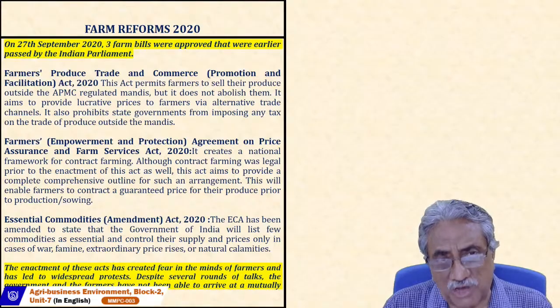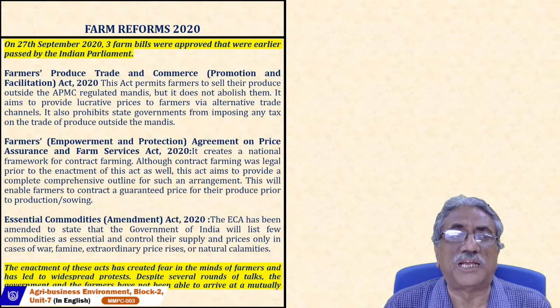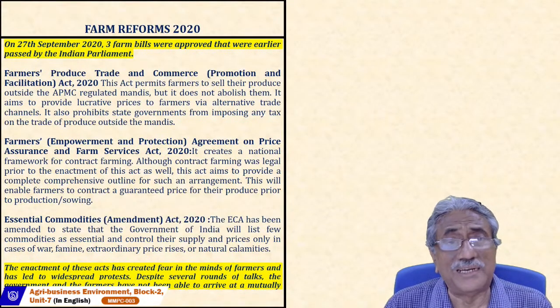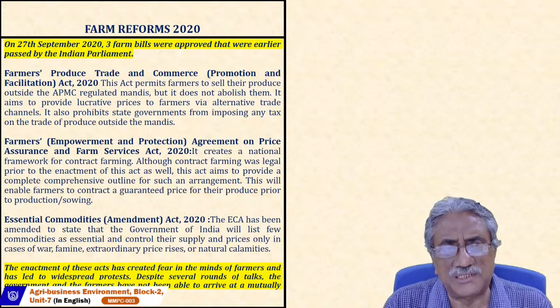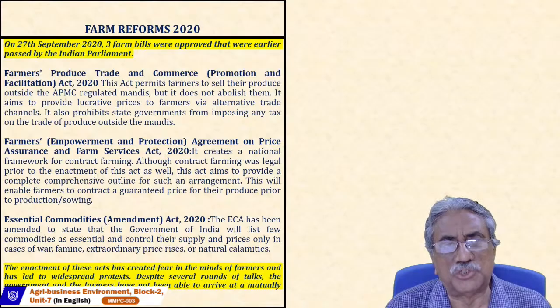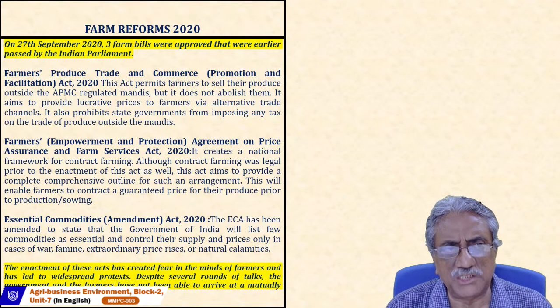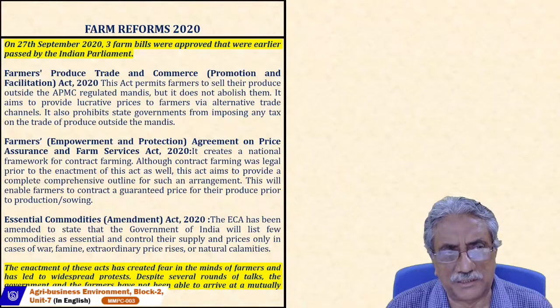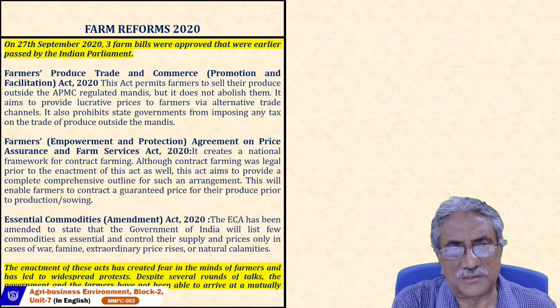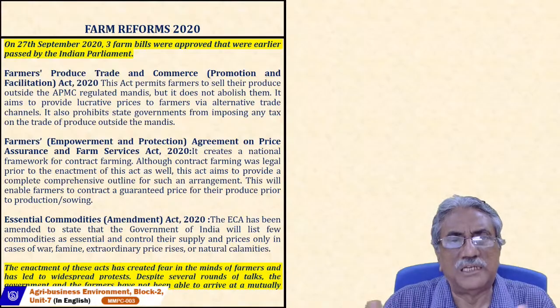This act permits farmers to sell their produce outside the APMC regulated mandis, but it does not abolish them. So that means there will be APMC, but you are at liberty to sell outside also. That means what was illegal earlier, in the sense, a lot of farmers had to sell, I was just telling you, outside the mandis at a lesser price. So they said you can sell outside the mandis, and mandis will also be there.